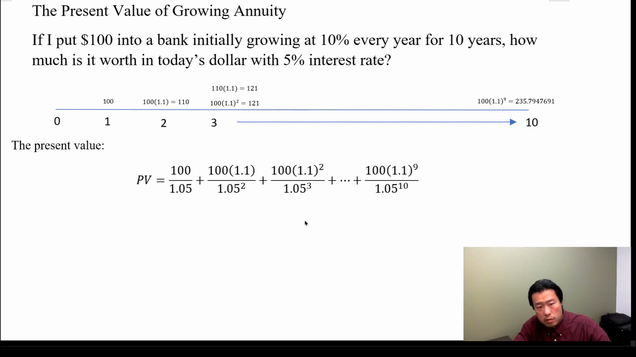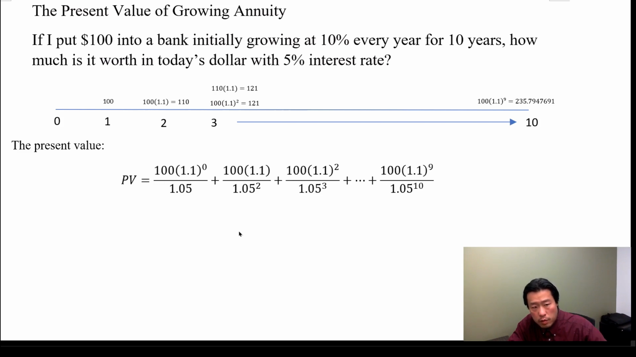The next cash flow is 110, paid at the end of the second year. Instead of 110, we should put 100 times 1.1 as the numerator of the present value. It is discounted at 5% for 2 years. Therefore, we divide by 1.05 to the power of 2. At the end of year 3, the cash flow is 121. We use 100 times 1.1 to the power 2 as the numerator. Then we discount the cash flow for 3 years, which is divided by 1.05 to the power of 3.